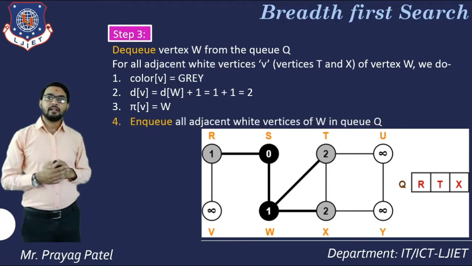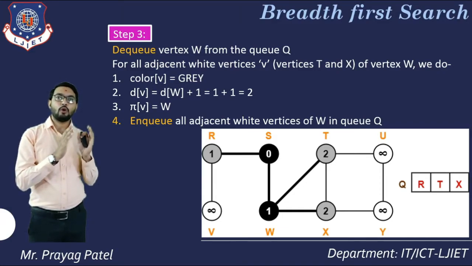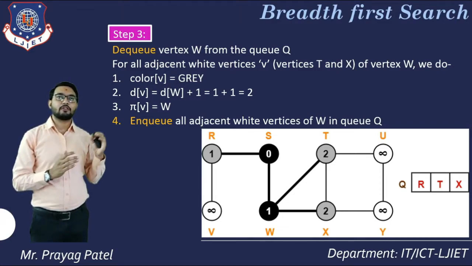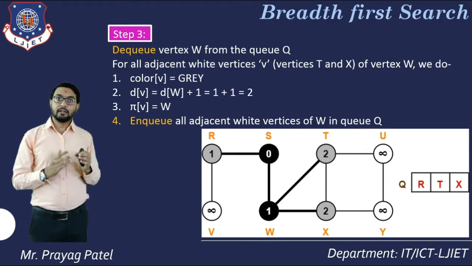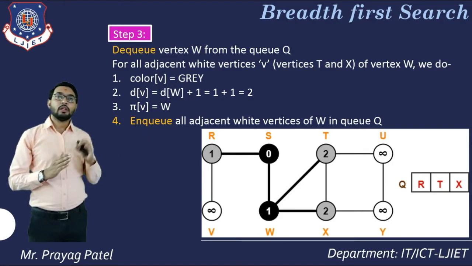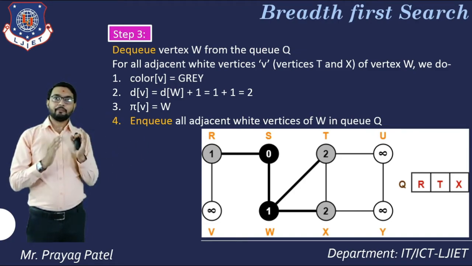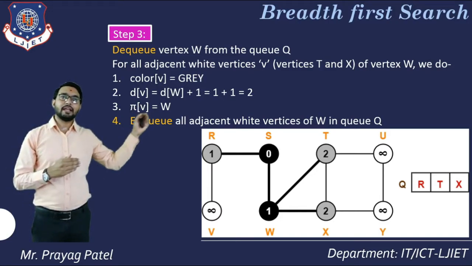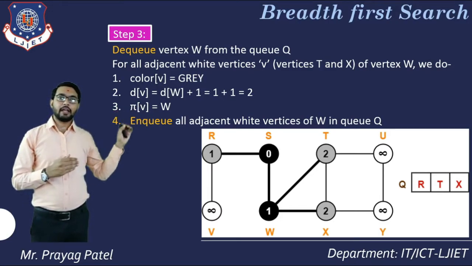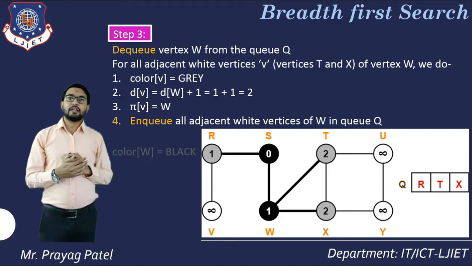So here consider this formula, and the last step is to enqueue all the adjacent white vertices of W in the queue. We remove W from the queue, and R is already in the queue. Now insert the two vertices adjacent to node W, T and X, into the queue. So consider this as the inserted element.